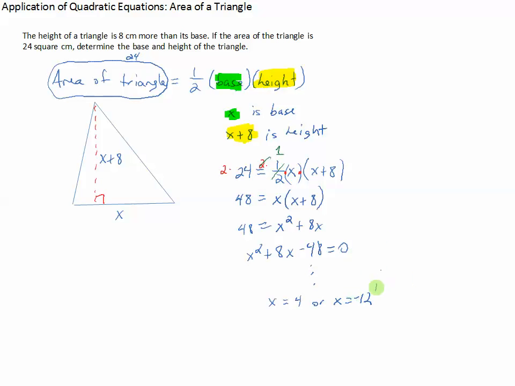But if you look back, x is the base of this triangle. There's no way this base is negative 12 centimeters. So the base has to be 4 centimeters, right? That's the only possibility. But we have to find the base and the height. If the base is 4, and I know that my height is 8 more than that, then my height has to be 12 centimeters.